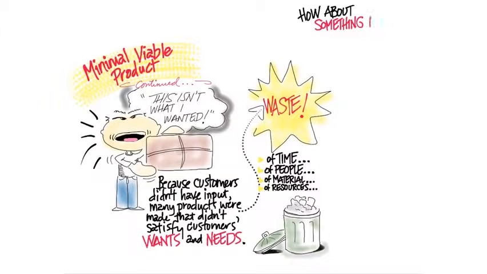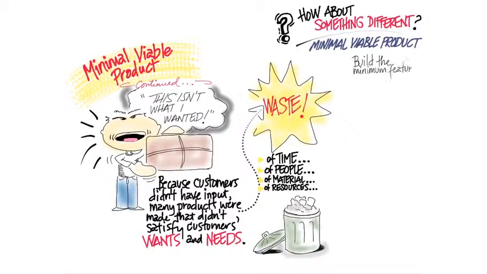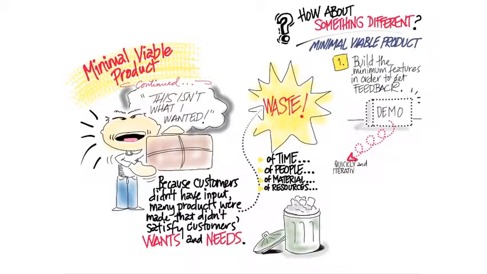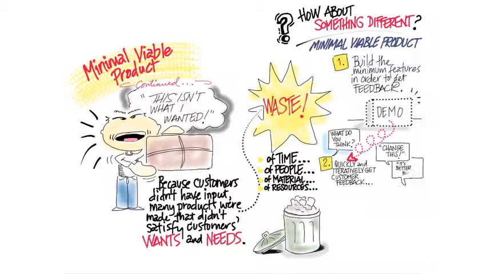So why don't we just figure out how to build the minimum viable product? Build the minimum features in order to get feedback. Now, feedback could take the form of input verbally, or they gave you early orders, or they gave you anything that was valuable in helping you come to closure of what should we be building in what order.